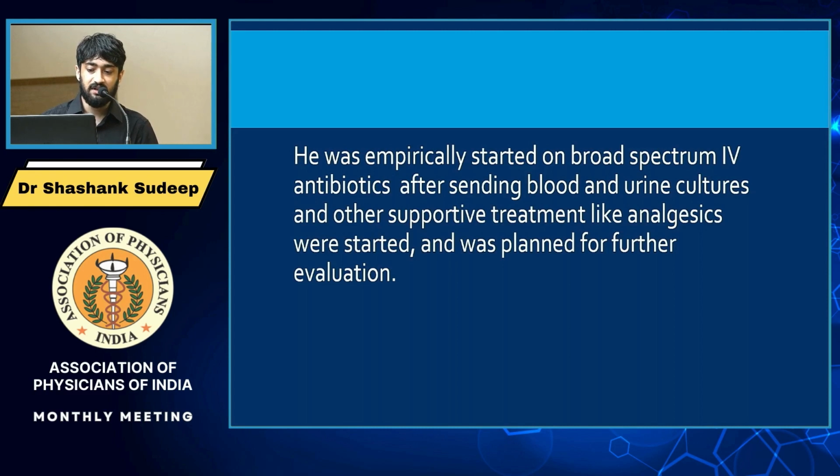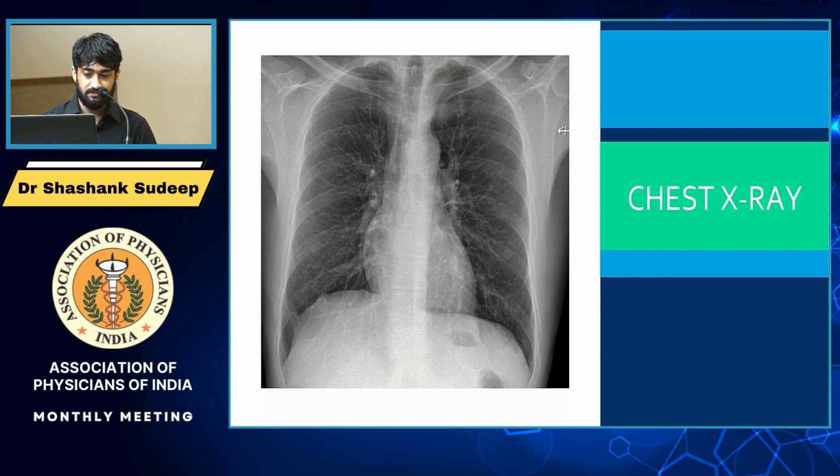After sending blood and urine cultures, supportive measures like analgesics were also started. But throughout this course in the hospital, he continued to worsen, continued to throw fever spikes, and his abdominal pain was also increasing in intensity. So to further evaluate the abdominal pain, we went ahead with a contrast enhanced CT of the abdomen and pelvis. Chest X-ray was normal.